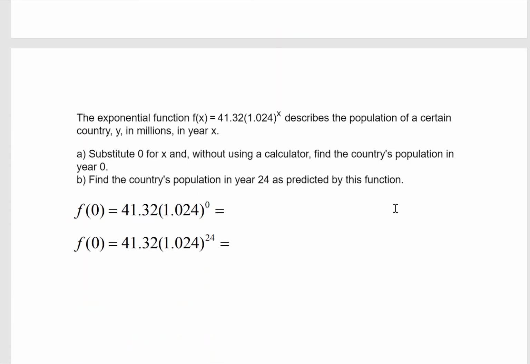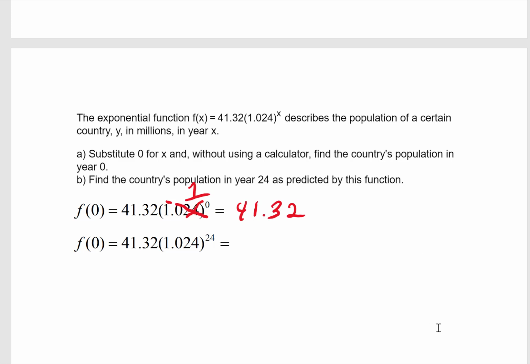The exponential function f of x equals 41.32 times 1.024 raised to the x power describes the population of a certain country y in millions in year x. Substitute 0 for x, find a country's population for year 0, try to do that without a calculator, and then find the population in year 24 as predicted by the function. So for the first part, why do they say I can do this without a calculator? Well, I know that any base raised to the 0 power is simply 1. And so for the first year, it's going to be simply what we started at, 41.32 million.